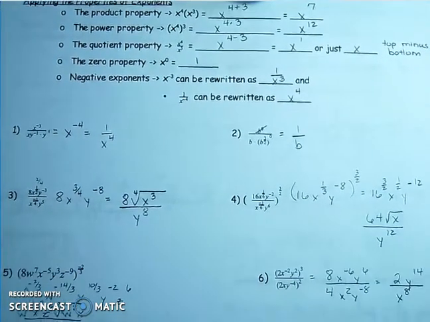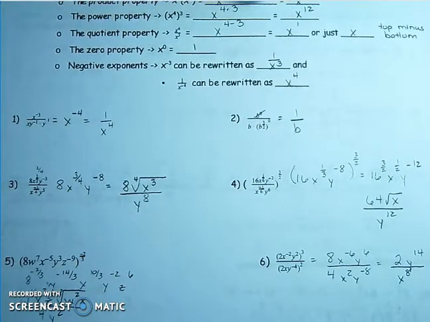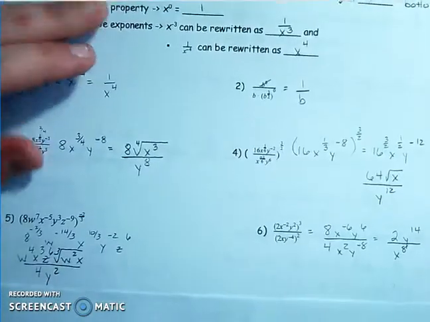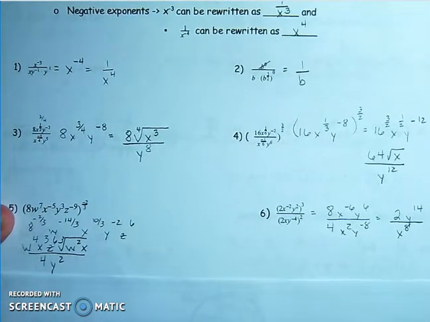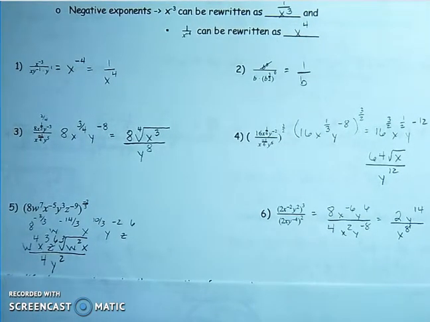Alright, here are the answers for 1 through 6. If you have any questions, look at this work, listen to the explanation, and if you still have questions, ask Miss Lewis. Number 1, whenever we look at our x's, negative 3 minus 1 is negative 4. And then the y to the negative 1 times y to the 1 will just give me y to the 0, so the y's go away. So all I'm left with is x to the negative 4, which is 1 over x to the fourth.